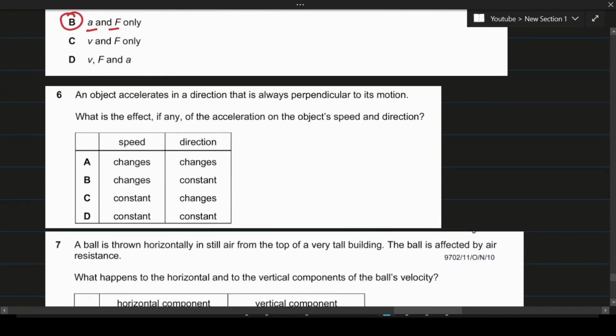The second MCQ says an object accelerates in a direction that is always perpendicular to its motion. They are talking about circular motion. So what is the impact, if any, of the acceleration on object speed and direction? We know that speed would remain constant, but the direction is changing. Speed would be the correct one. If I draw it like this, the object would be changing its direction at every instant.